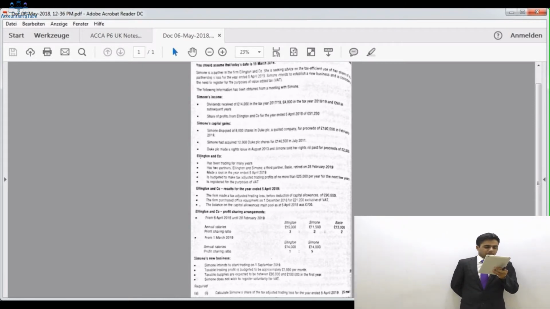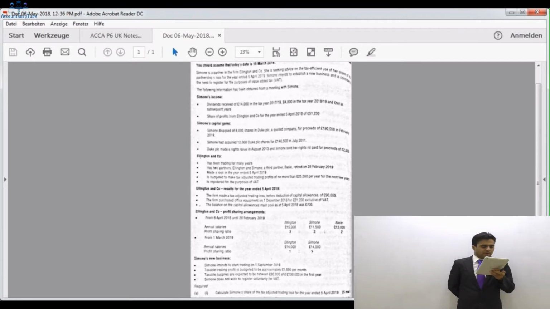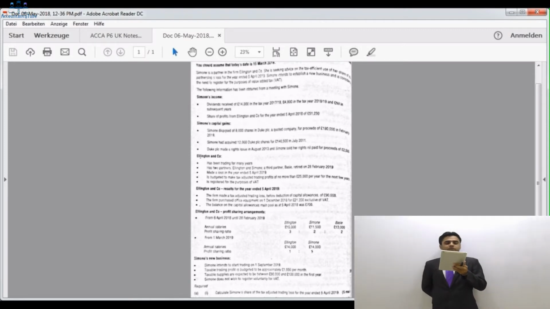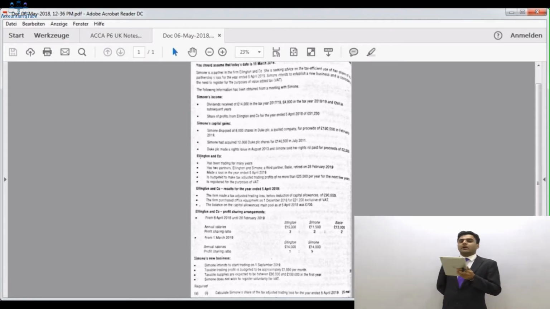Now it says that the firm made a loss in the year ended 5th of April 2019. After that, it is budgeted to make tax adjusted trading profits of no more than £25,000 per year for the next 5 years, for the next few years. It is registered for VAT purposes. We're not concerned about that. Now this is the information for our current year, Ellington & Company results for the year ended 5th of April 2019. The firm made a tax adjusted trading loss before deduction of the capital allowance of £90,000. This is the trading loss, but please remember we have to deduct the capital allowance yet. We haven't deducted the capital allowance.